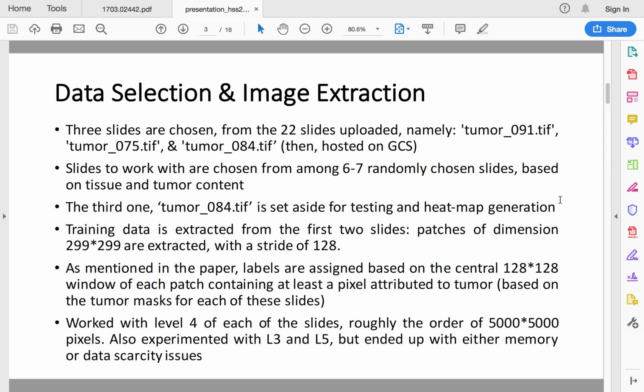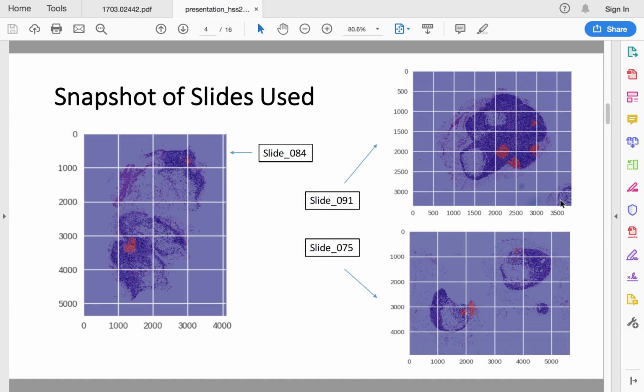Further, I work with level 4 of each of the slides, which is roughly of the order of 5000 cross 5000 pixels. I also experimented with levels 3 and 5, but ended up with either memory or data scarcity issues. Here's a snapshot of the slides that I used for this project. The slide to the left, which is 84, is the one used for testing or heat map generation, and the slides on the right are the ones for which patches are extracted for training.